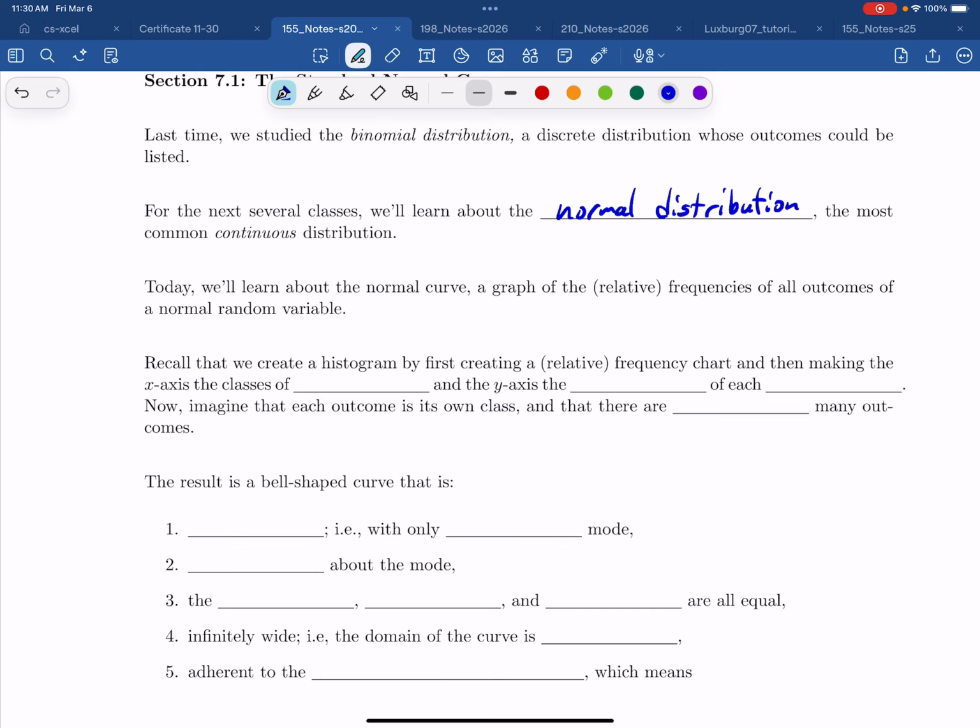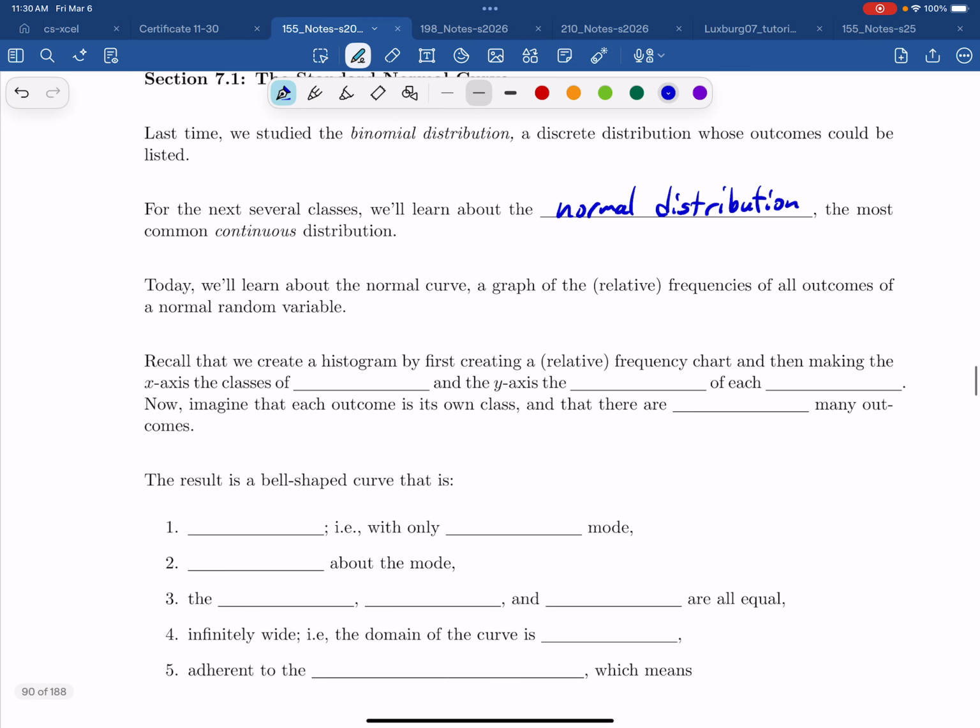Now remember, the way that we want to think of the graph of the normal distribution is that, back in the day when we were coming up with histograms, they would be frequency charts or relative frequency charts, and we would make the x-axis the classes of outcomes, and the y-axis the frequency, or relative frequency, of each outcome. In particular, you could have discrete histograms, where each outcome had its own bar.